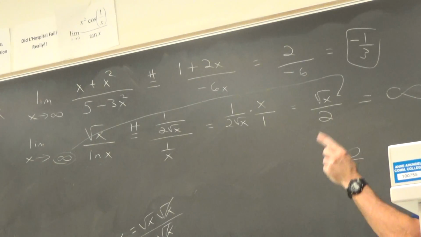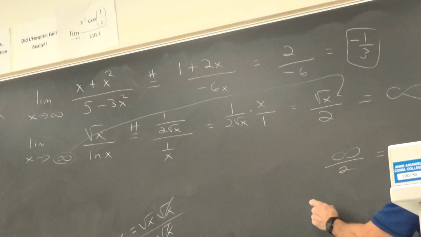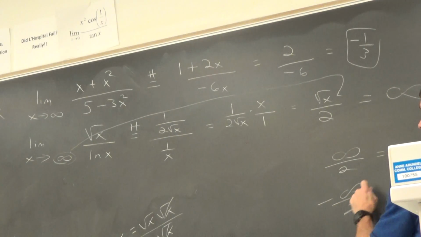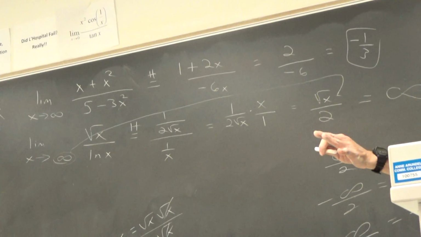So we should talk about this. What if you get that? What does that mean mathematically? Infinity. What if you got negative infinity over 2? What if you got, ready, infinity over negative 2? Same. Negative infinity. Now I got a few others.